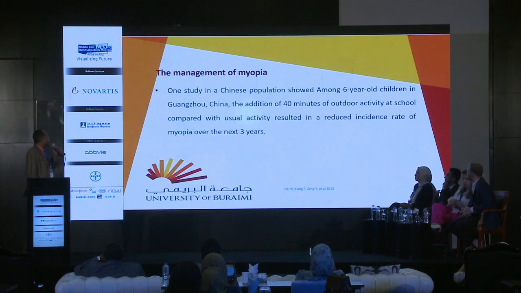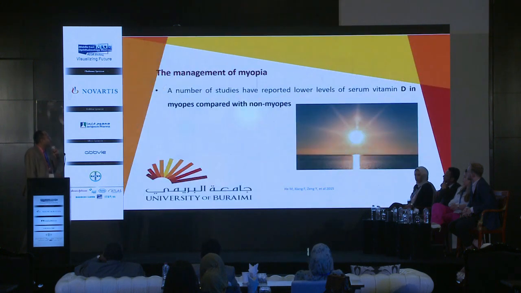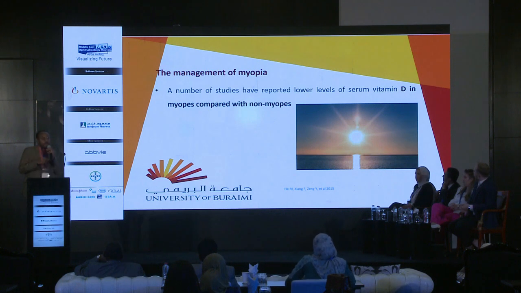A study conducted in China on 6-year-old children in Guangzhou, China: the addition of 40 minutes of outdoor activity at school, compared with the usual activity, reduced the incidence of myopia over the next 3 years. Okay, that means it reduces the progression and reduces the incidence. A number of studies have reported lower levels of serum vitamin D. Now also, another thing: the reduction of vitamin D will also lead to increase or progression of myopia. For that, we need to supplement vitamin D, or being outdoors in the sun will reduce progression of myopia.